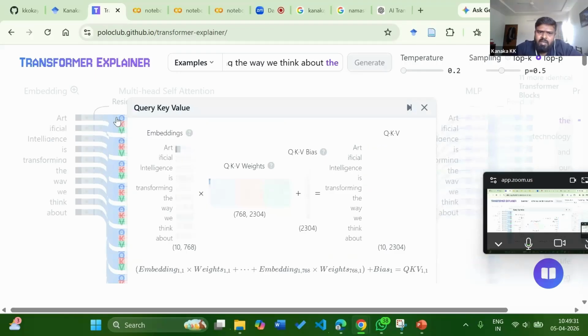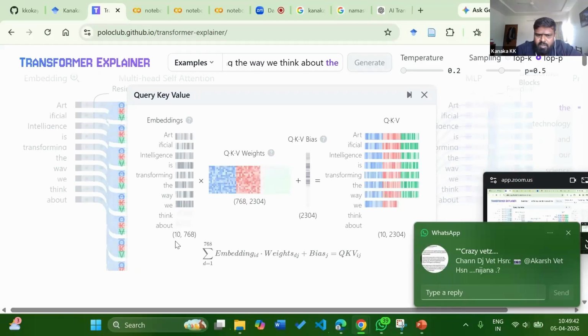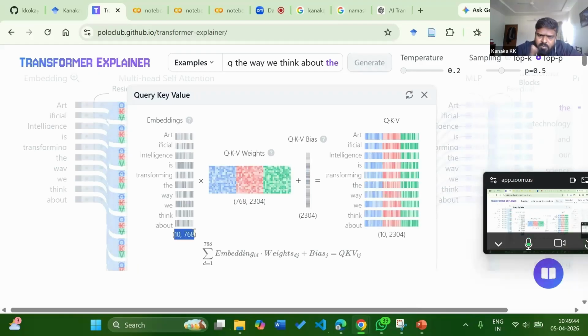Please see. For example, there are embeddings, which are basically represented as a matrix. Please pay attention here: the shape of this matrix is 10 comma 768.